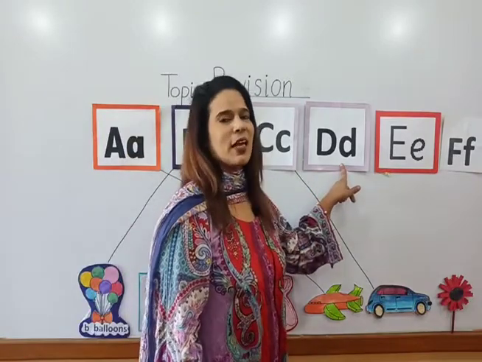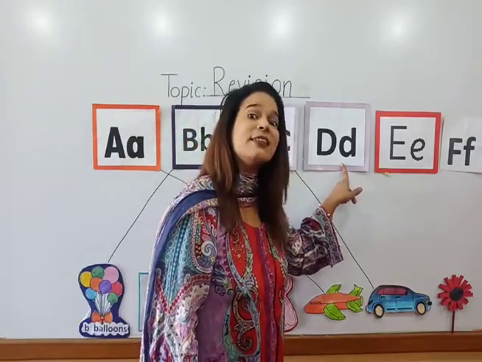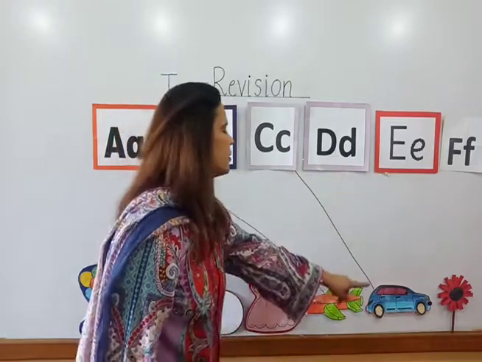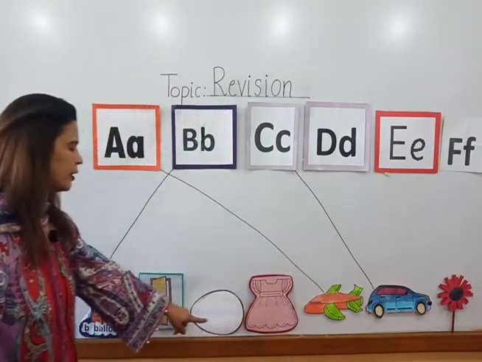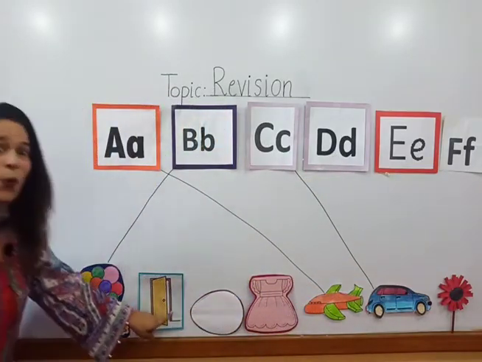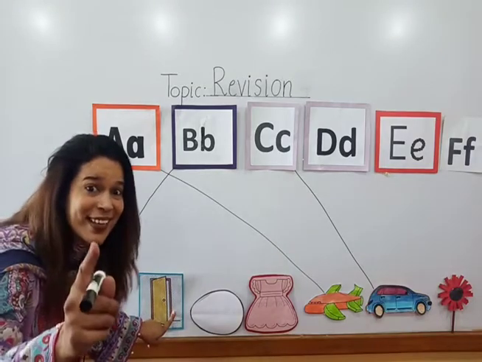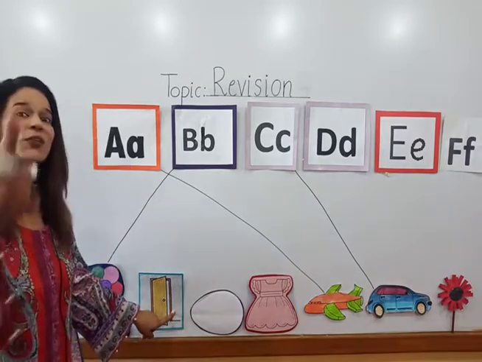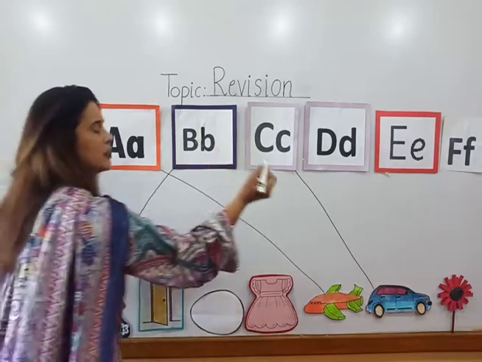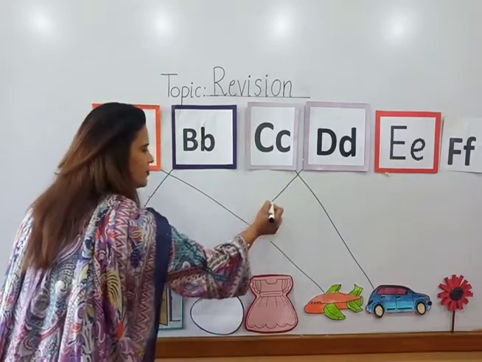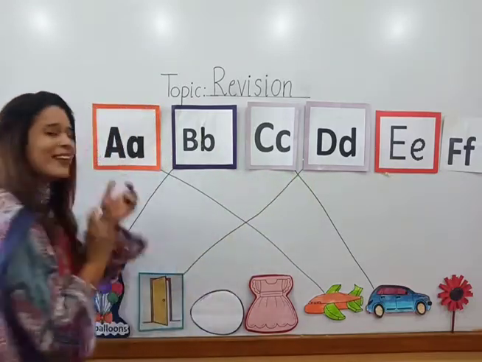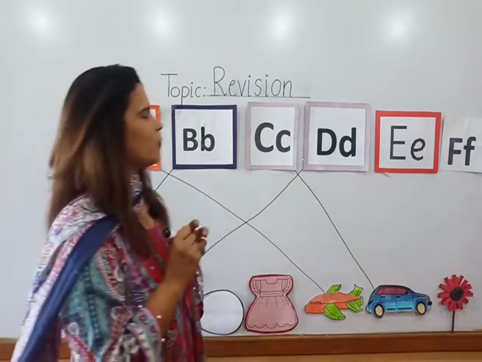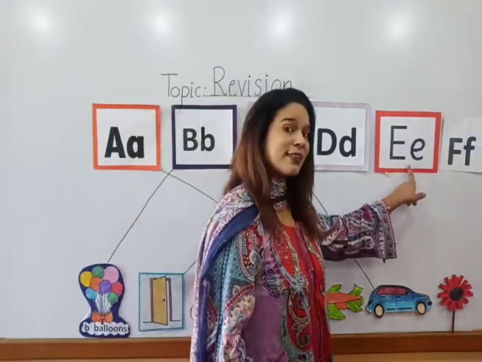Okay, now, which letter is this? D. And what is the sound of letter D? D. Okay, let's find out the word. Start with letter D. D, D, D, door. Is it correct? Yes, D, D, door. Let's match D, D, door. Well done. Very good.